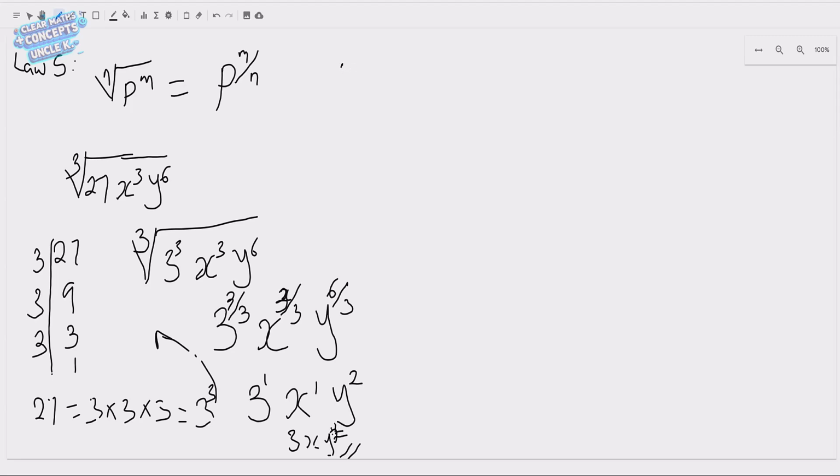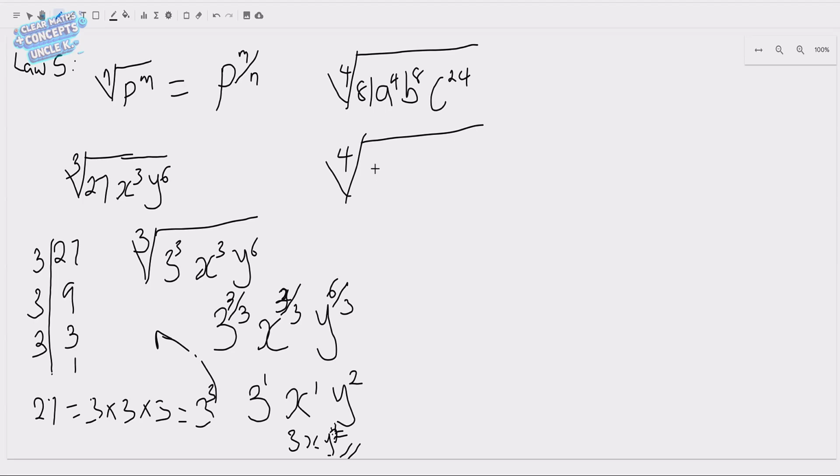Let's do one more. We have a fourth root of 81, a raised to the power 4, b raised to the power of 8, c raised to the power of 24. Alright, so in this case, can you write 81 as a number raised to the power 4? Of course you can. So that is 3 raised to the power 4. So you can just use the method I used here. 3 in 81 is 27, and so on and so forth. So you have 3 raised to the power 4, a raised to the power 4, b raised to the power of 8, c raised to the power of 24.